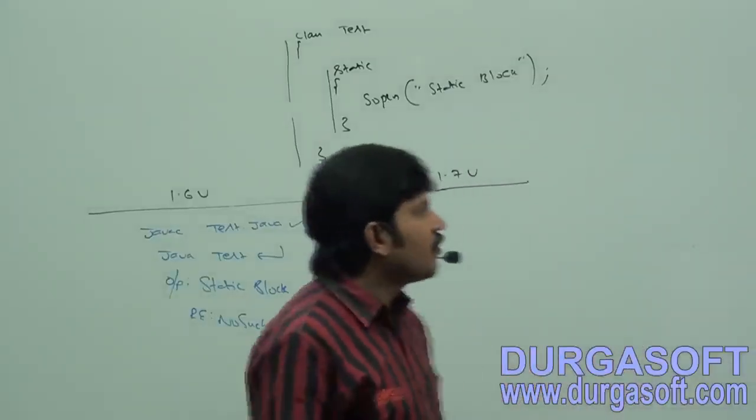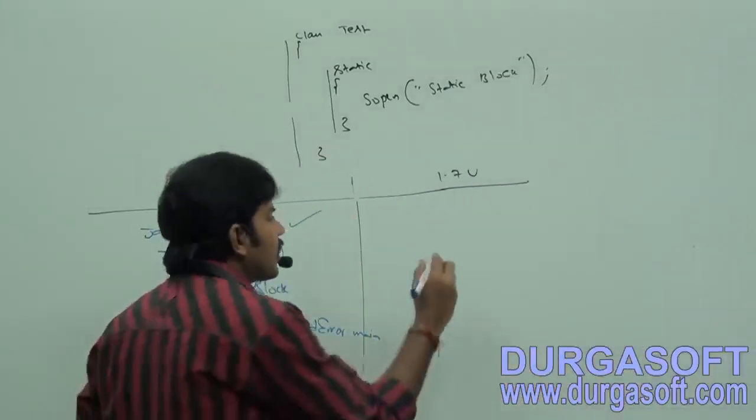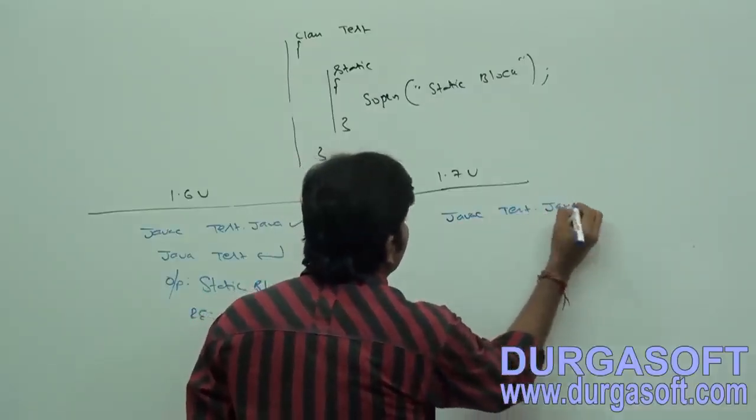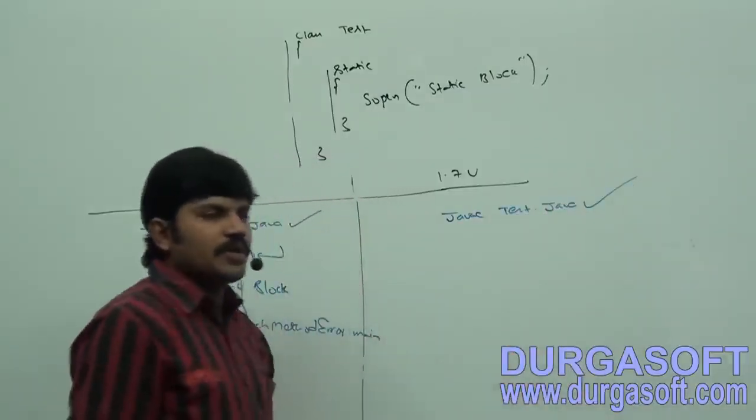But now I will ask about the 1.7 version. So let me compile javac Test.java. Is it going to compile or not? Yes, it compiles fine, no problem.